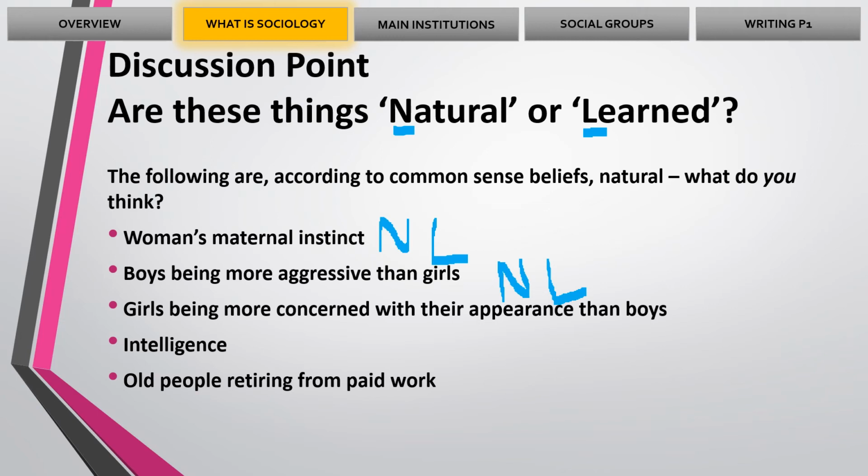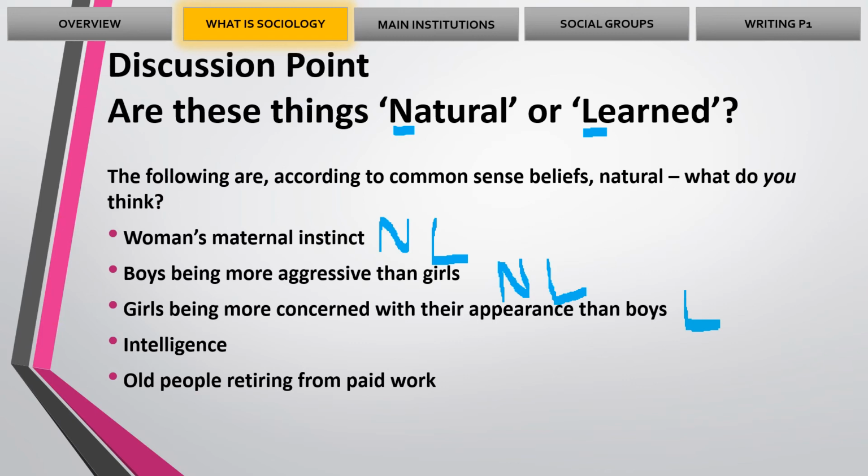Now the third one, girls being more concerned with their appearance than boys. Now again, probably it's a learned behaviour. I don't really think there's any natural merit to girls being more concerned with appearance. And actually, as society progresses, I think boys are becoming equally concerned about their appearance as girls. So the media is having a big influence, and the anecdotal example I've got is that a boy in my tutor group a couple of years ago would bring a little mini pair of straighteners in his bag every day during tutorial.